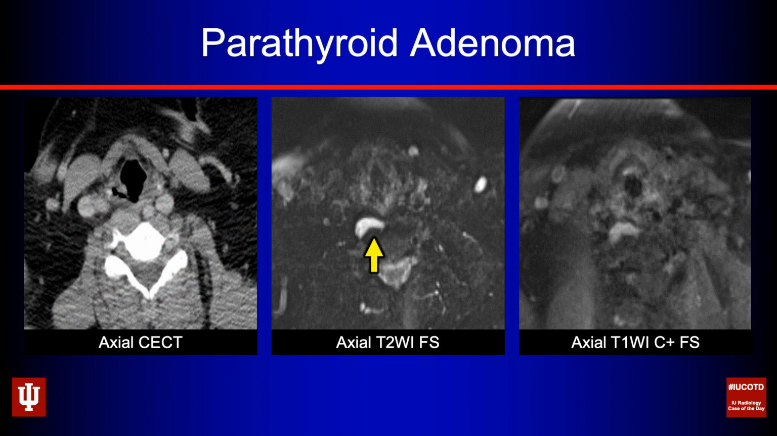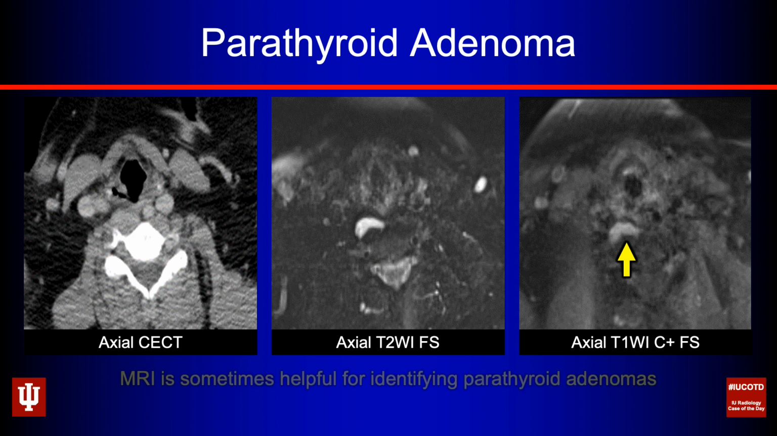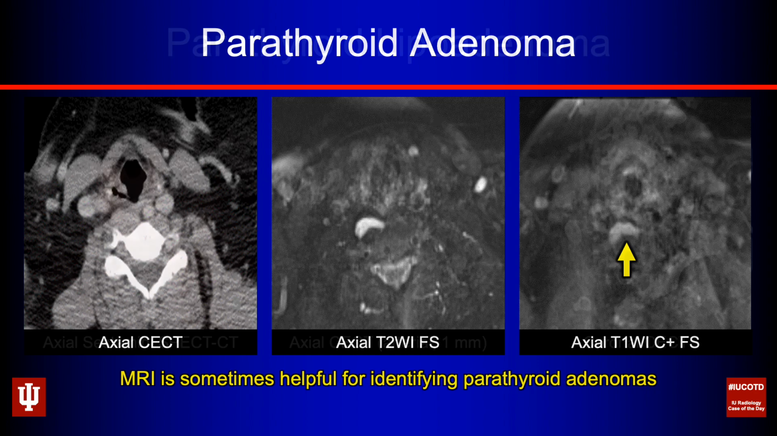And you can see it's very T2 bright. That's commonly seen in parathyroid adenomas. And yes, it is enhancing. So MRI is sometimes helpful for identifying or troubleshooting CT when dealing with parathyroid adenomas or potential parathyroid adenomas.